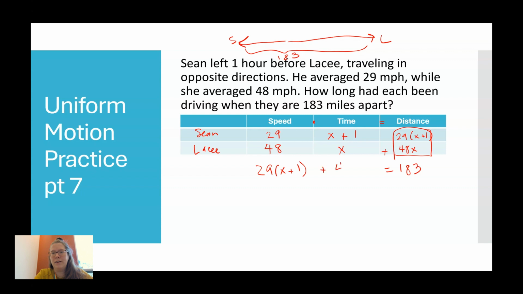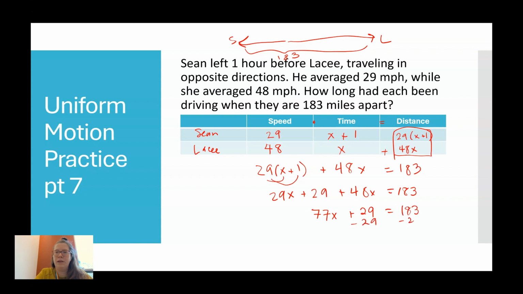So let's start solving. Distributing out my 29. Let's combine like terms and get my x's together here. Move my 29 to the other side now. We get x equals 2.